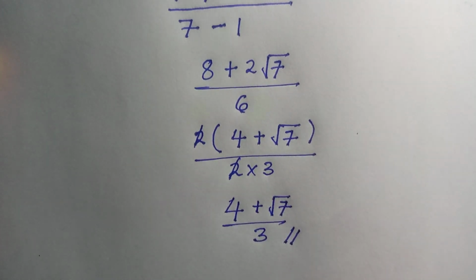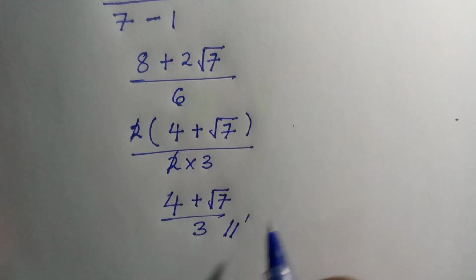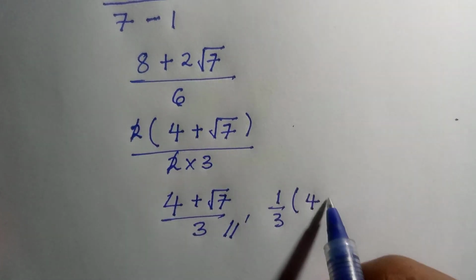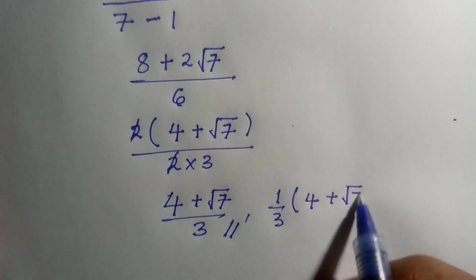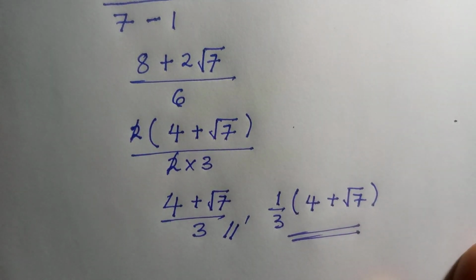Here is the result. And if you really like, we can also write it in this form as 1 divided by 3 into bracket of 4 plus root 7. This is the result, and that's how to do it.